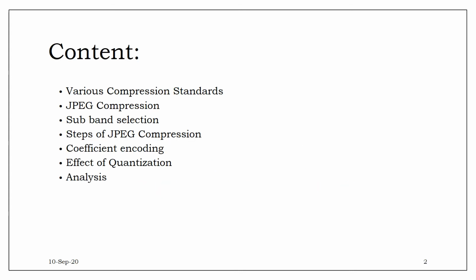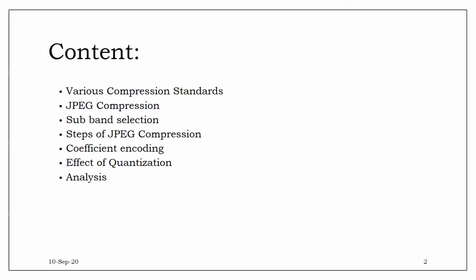As a part of today's lecture, initially we're going to talk about the different compression standards available for images and videos. We're going to see what the different standards available are and when they got the standards. Then we're going to talk about JPEG compression, because we know that the DCT is the main baseline for JPEG compression. So we're going to talk about that JPEG compression.